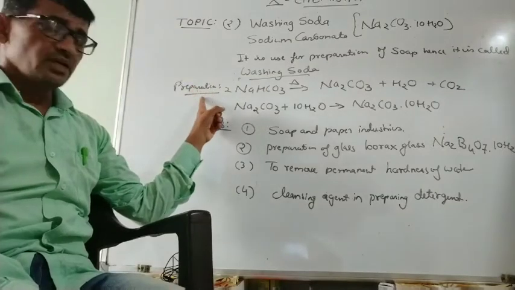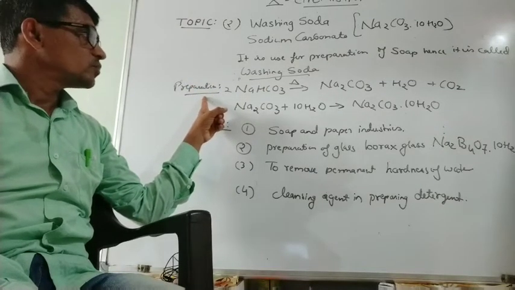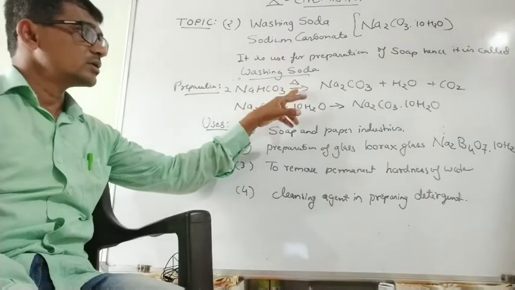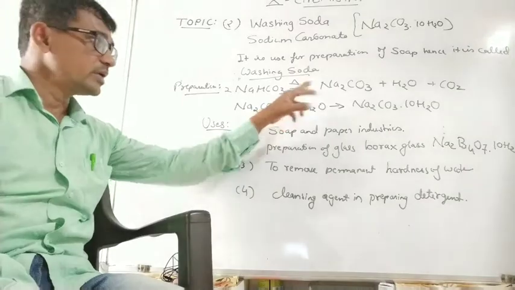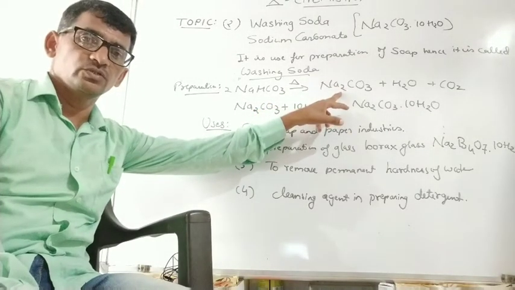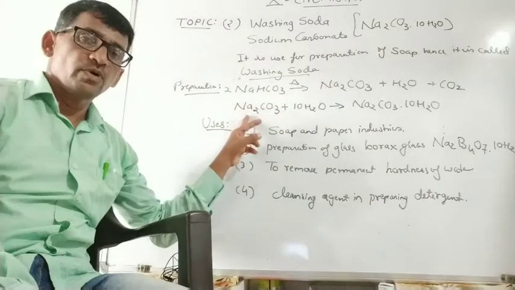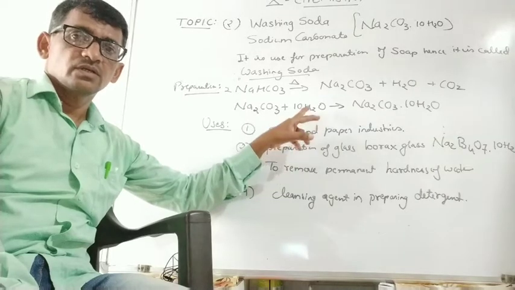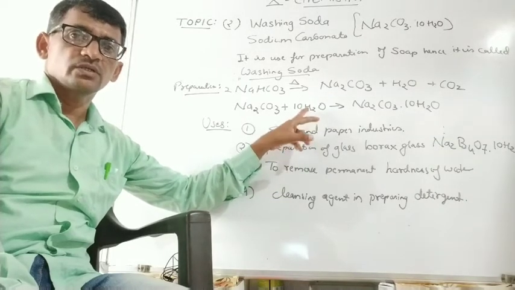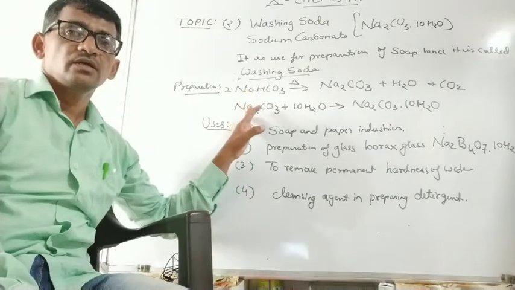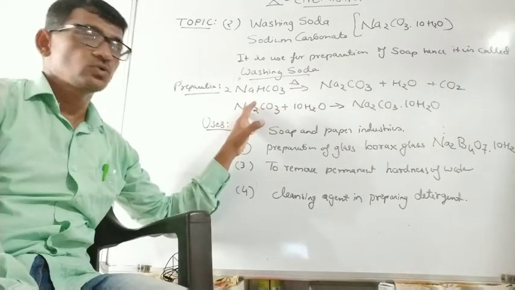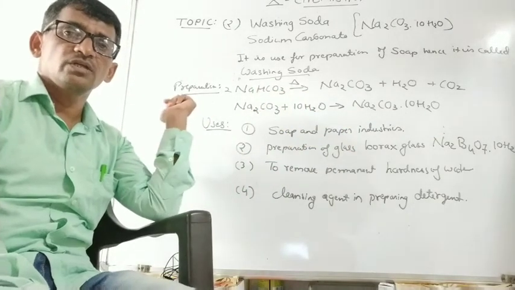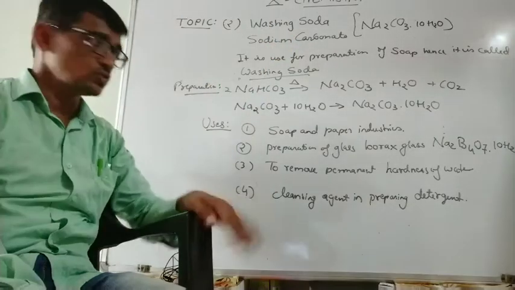Second, preparation. How to prepare washing soda in the laboratory? Bicarbonate, if it is heated, then water and carbon dioxide are removed from it and it is converted into Na2CO3, sodium carbonate. When this sodium carbonate is kept for a few minutes in water solution, water of crystallization will link to this salt. So Na2CO3·10H2O, a white colored powder, is formed. That powder is nothing but washing soda.